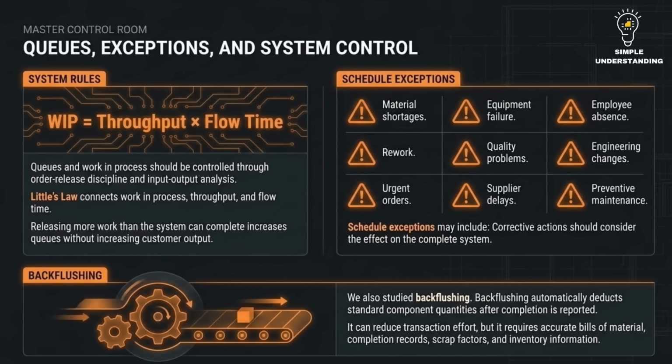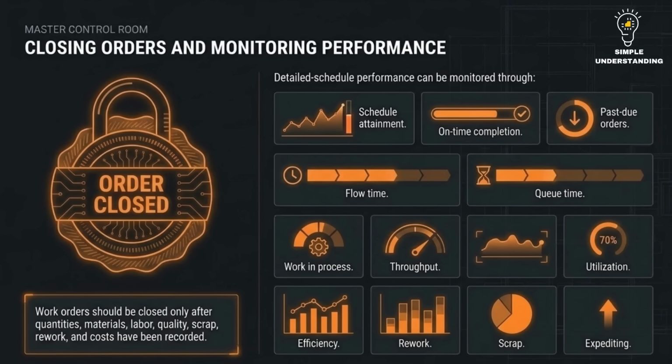We also studied backflushing. Backflushing automatically deducts standard component quantities after completion is reported. It can reduce transaction effort, but it requires accurate bill of materials, completion records, scrap factors, and inventory information. Work orders should be closed only after quantities, materials, labor, quality, scrap, rework, and cost have been recorded.